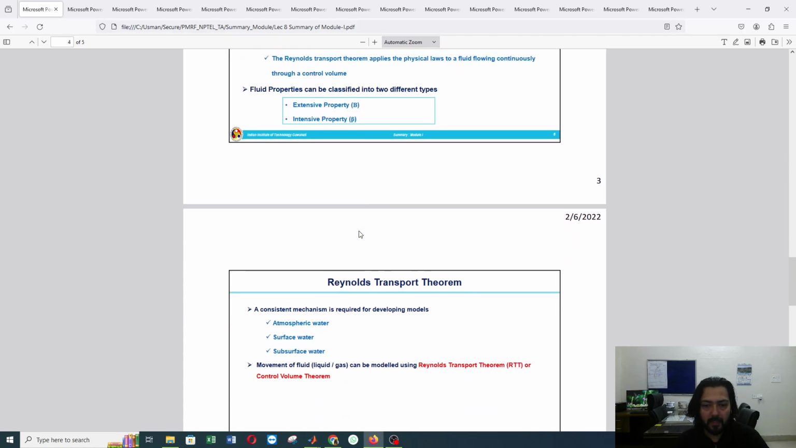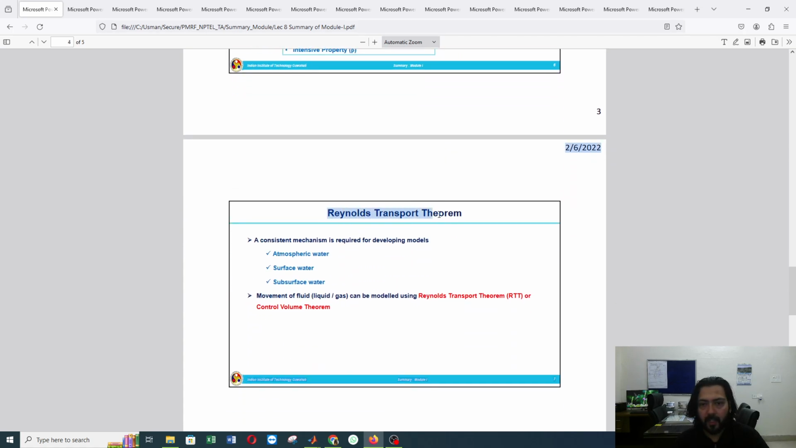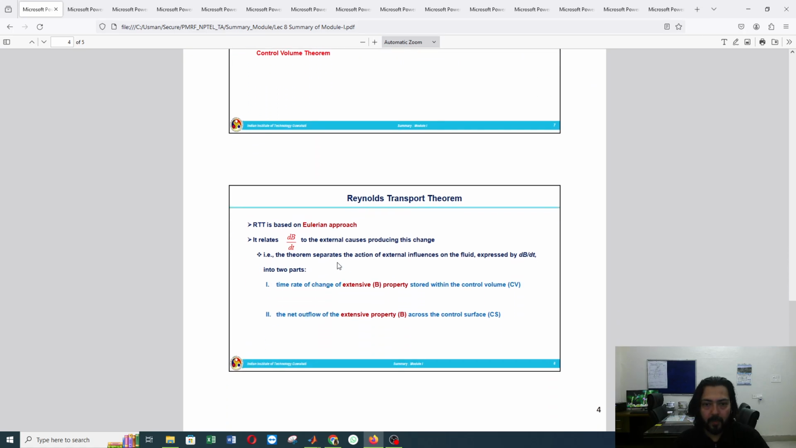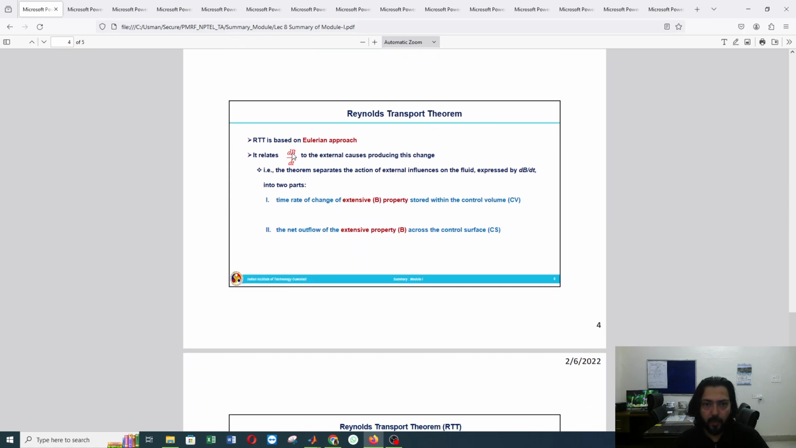on mass. Then comes the very important theorem that we have studied in the very first module, that is Reynolds transfer theorem. And using this theorem we have further derived two important equations, that is the continuity equation and momentum equation, right? The important thing to remember about Reynolds theorem is that it is based on the Eulerian approach. So this can be asked: it is based on which approach? It is based on the Eulerian approach, right?